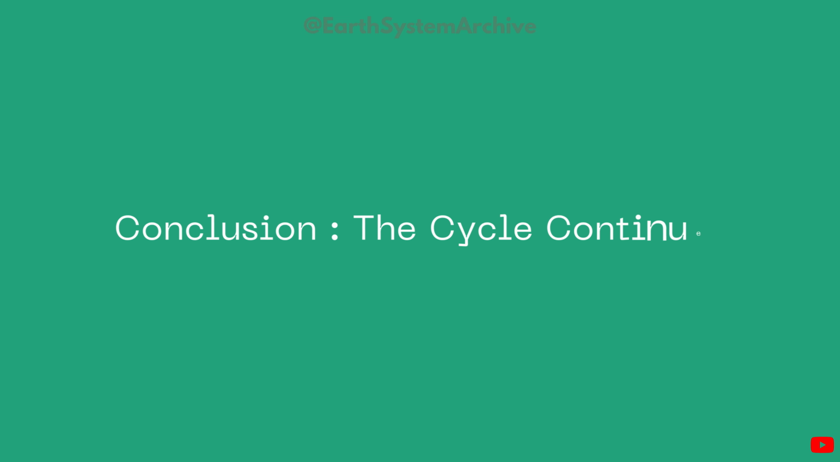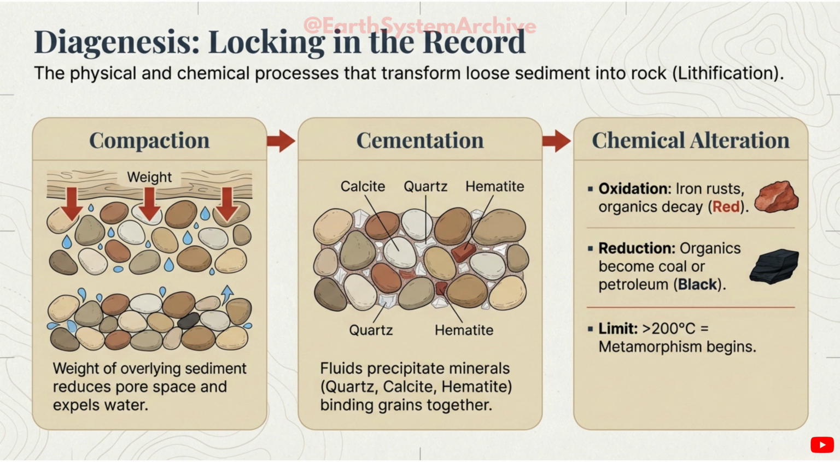Conclusion: the cycle continues. After deposition and burial, diagenesis begins. Compaction squeezes out pore space and water. Recrystallization can harden minerals. Fluids and organisms can precipitate cement in pore spaces. Common cements include quartz, calcite, and hematite.